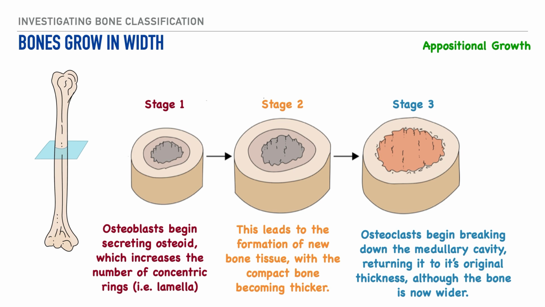When these two processes occur together, osteoblasts adding bone on the outside and osteoclasts removing bone on the inside, the result is a bone that is larger in diameter but still strong and efficient. This allows compact bone to maintain an appropriate thickness and be better able to assist with bending and a variety of stresses. So appositional growth isn't just about making bones bigger, it's about making them stronger while preserving balance and function.